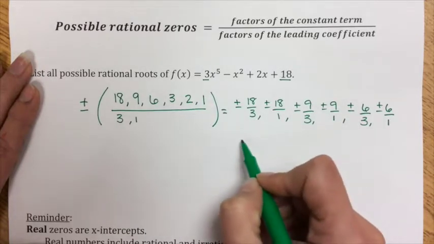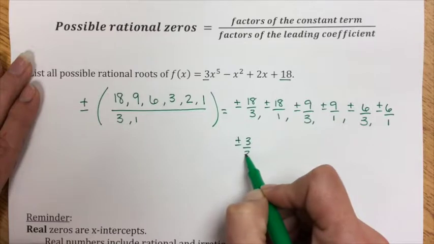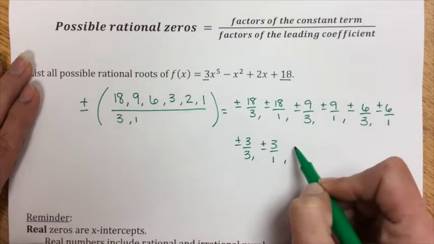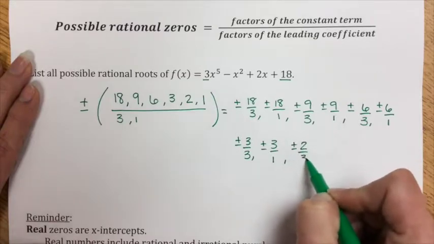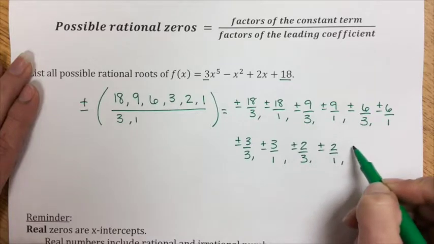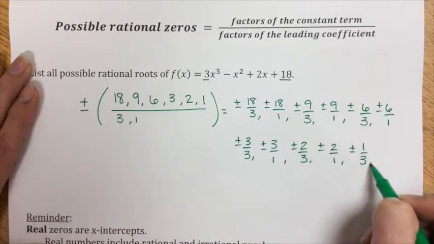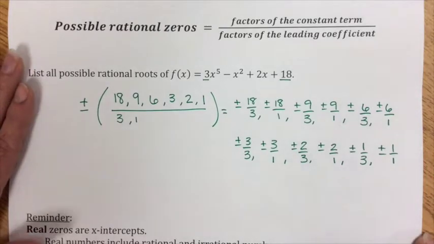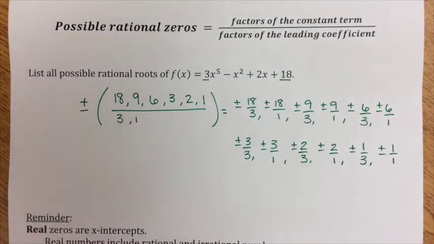Now let's go to 3. Plus or minus 3 over 3, plus or minus 3 over 1, plus or minus 2 over 3, plus or minus 2 over 1, and plus or minus 1 over 3, plus or minus 1 over 1. Once we have a list of all of the factors of the constant over all the factors of the leading coefficient, we can clean this list up a little bit.